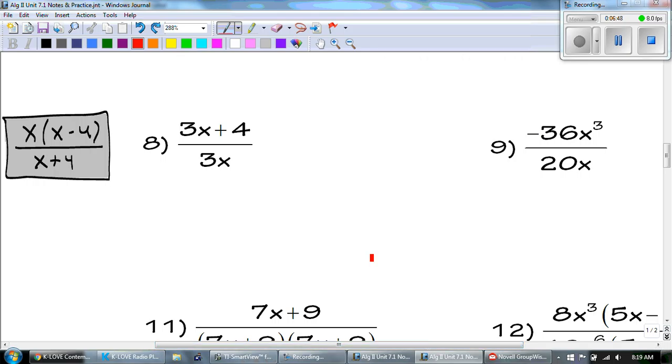Okay, now on the top we have a polynomial, on the bottom a monomial. I cannot just cross them out, that's illegal. So this is as far as I can go. There's nothing else I can do.